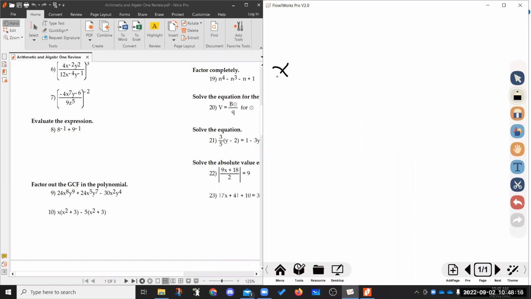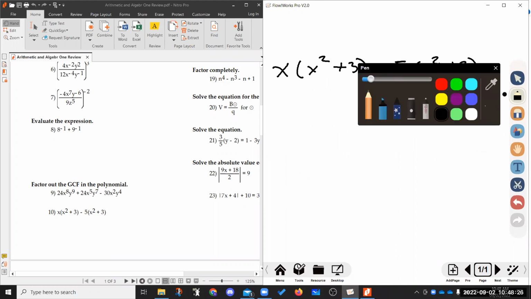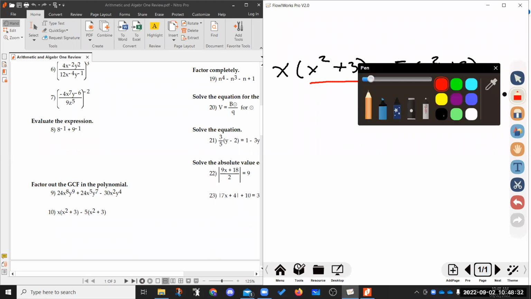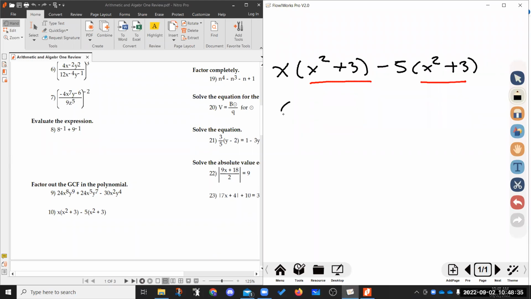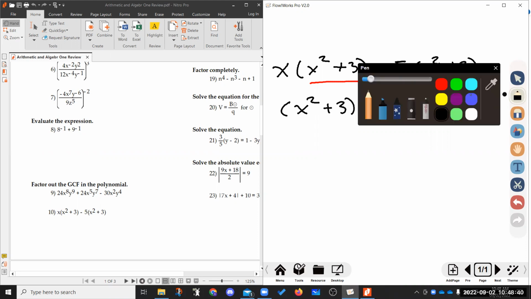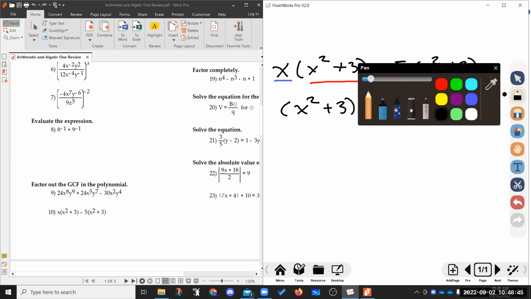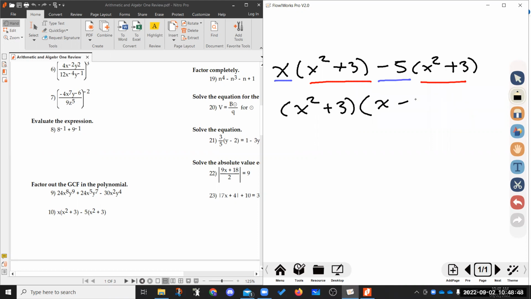And do that again here, but we're going to have a binomial as our GCF because we have the same factor appearing twice. It's a common factor that we can pull up front, and we can be left with the remaining part here as another factor. And there's my factored form.